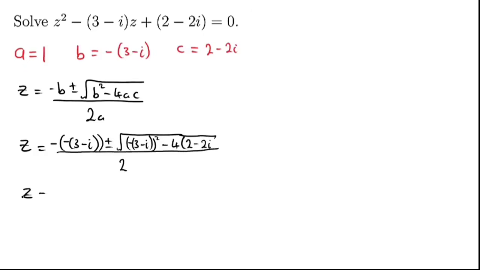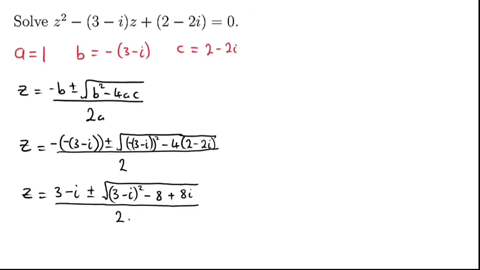So z is equals to, if you're pushing that negative, then it will become positive. So just have it as 3 minus I. Negative and that negative gives us a positive like that, plus or minus. So inside the bracket there, we'll say we have the square root of. So the negative squared will be positive. So we only remain with 3 minus I squared minus, so here we'll have 8 plus 8i. All this is over 2.